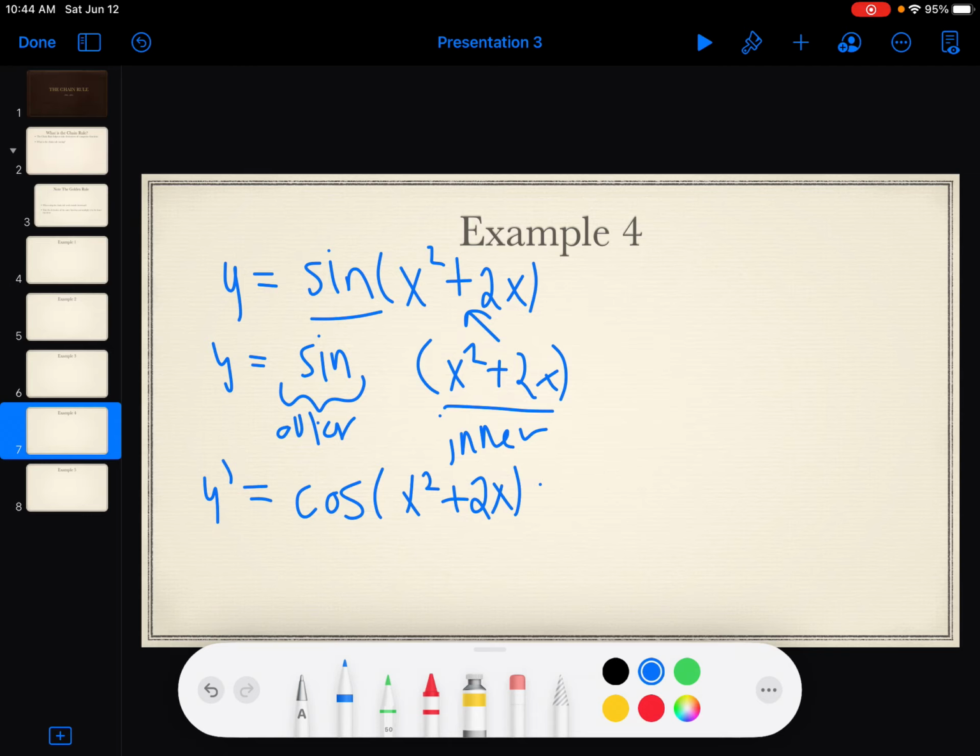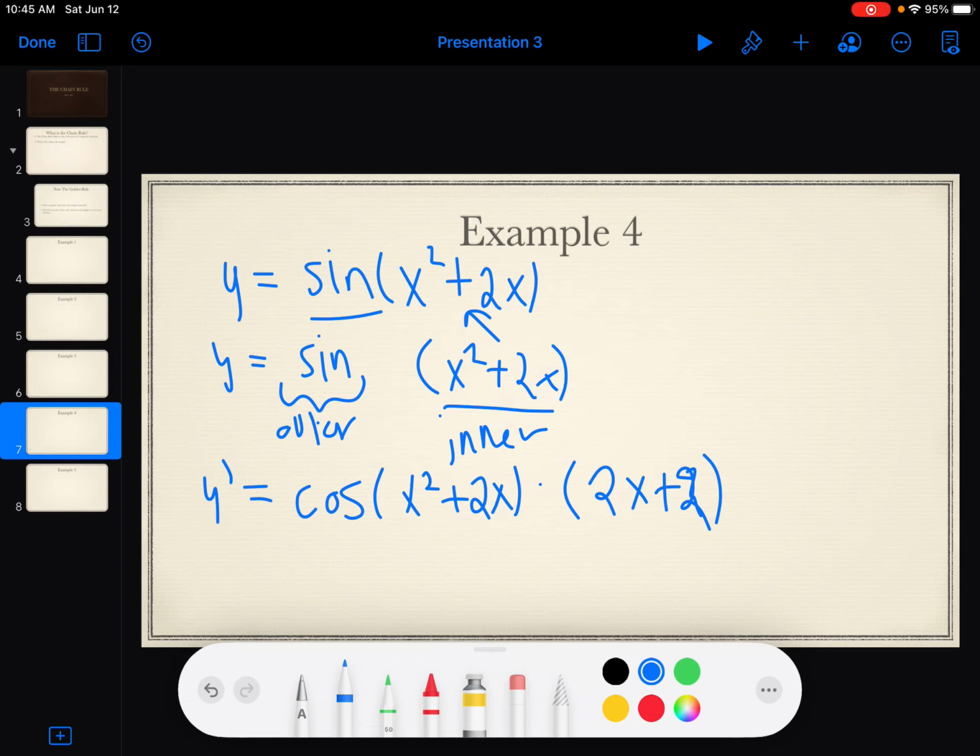multiplied by, now it's time to have the inner function have its derivative taken. And what's our inner function? It's x squared plus 2x. So let's take the derivative of that. That's just 2x plus 2, and we're done.